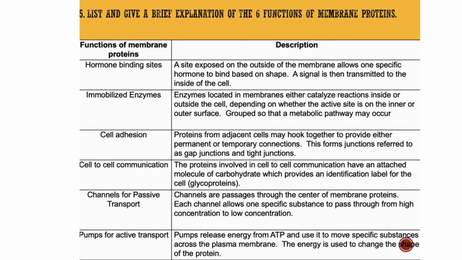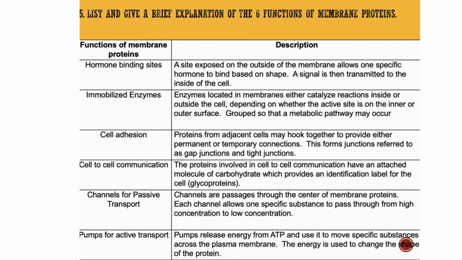Hormone binding sites. A site exposed on the outside of the membrane allows one specific hormone to bind based on shape. A signal is then transmitted to the inside of the cell. Immobilized enzymes. Enzymes located in the membrane catalyze reactions either inside or outside the cell, depending on whether the active site is on the inner or outer surface. Cell adhesion. Proteins from adjacent cells may hook together to provide either permanent or temporary connections. These form junctions referred to as gap junctions or tight junctions.